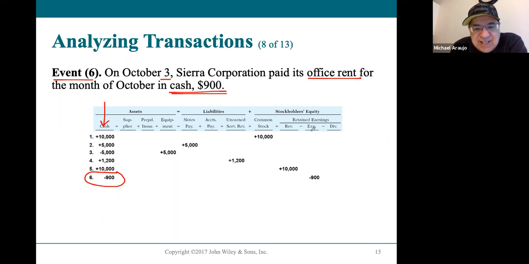But expenses, which this would be a rent expense, take away from the profit. So the more expenses a company has, the less retained earnings it has. And that's how you have to view that side of the transaction, okay? Expenses take away from retained earnings because expenses basically take away from the profit of the company.